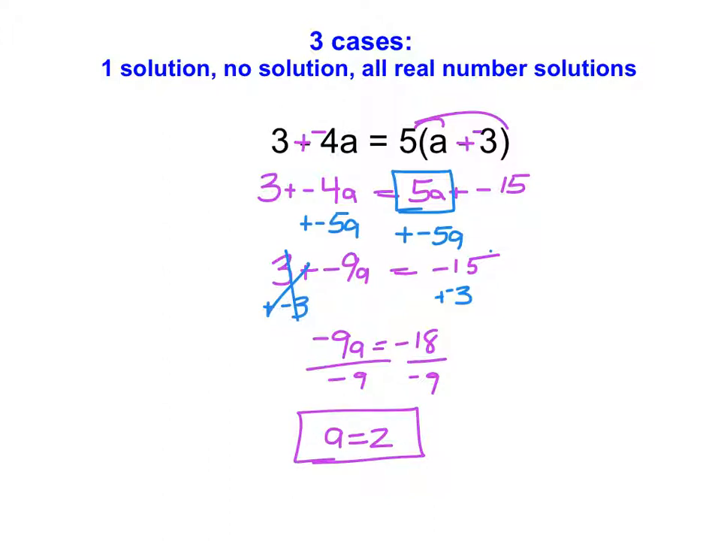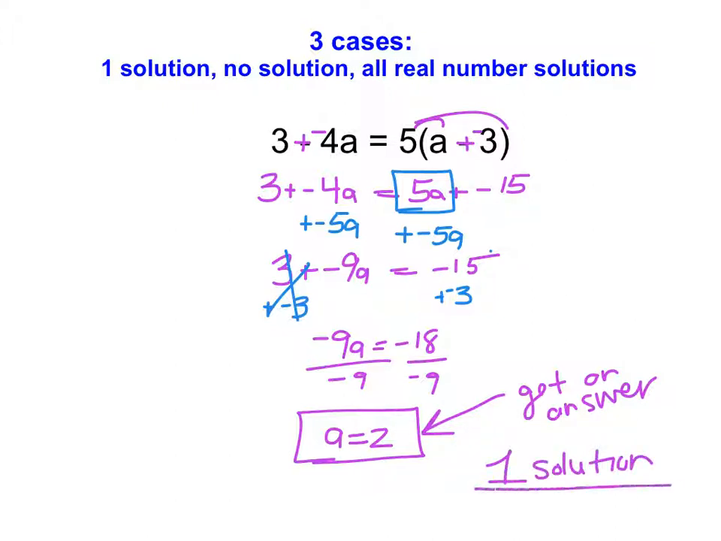And since in this situation, unlike the previous slide where my variables disappeared and I was left with a false statement, here I actually got an answer. So if you actually get an answer, this is a situation where you have one singular solution. You're able to figure that out by solving and actually finding a solution. That tells you that that particular problem has one solution.